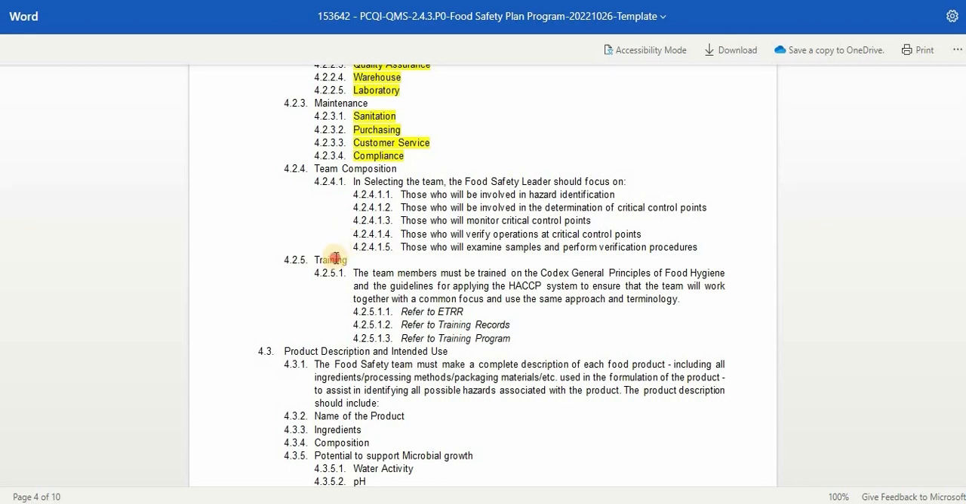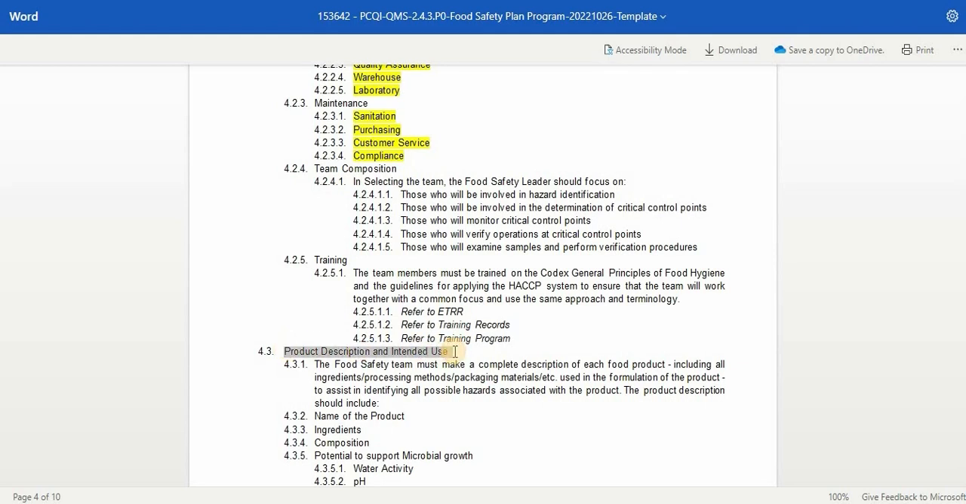Next to team composition is training. The team members must be trained on the Codex General Principles of Food Hygiene and the guidelines for applying the HACCP system to ensure that the team will work together with a common focus and use the same approach and terminology, which you may refer to ETRR, to training records, and to training program.